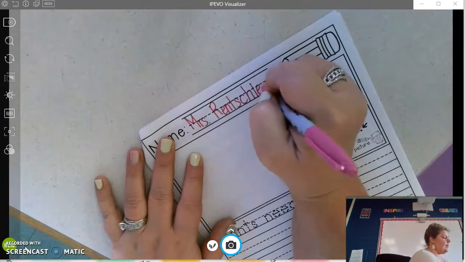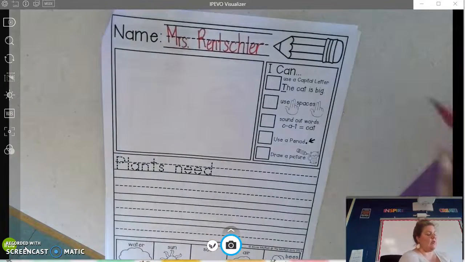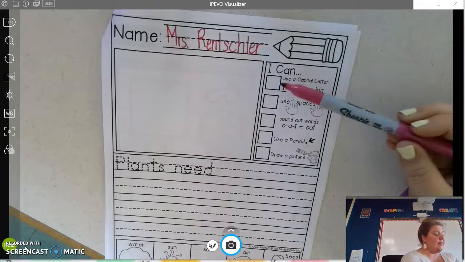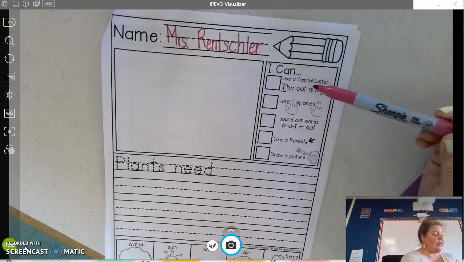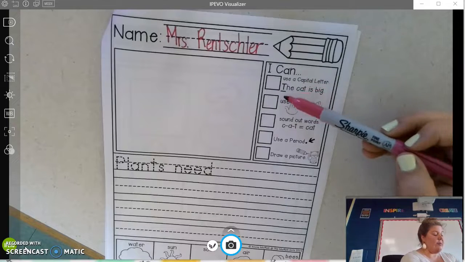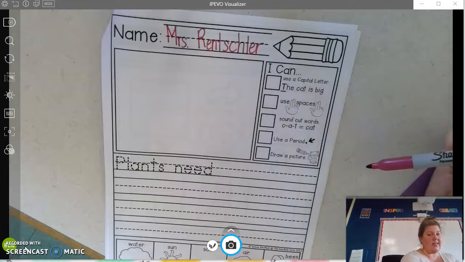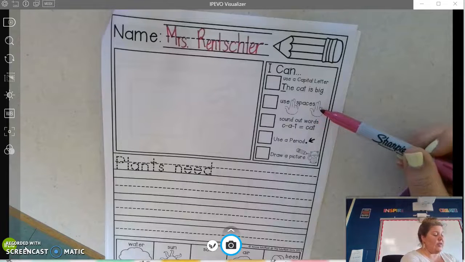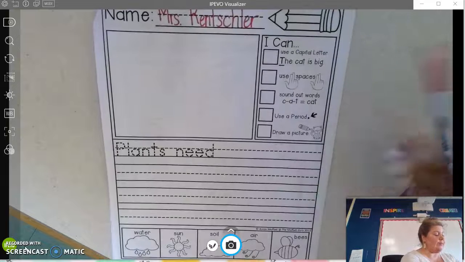All right. We do have a checklist on the side. I do really like these checklists, and I want to try to get this on all of our papers for us. It says I can use a capital letter. So remember, the first letter is always capital. I can use finger spaces. We're getting better at using finger spaces, but I still want you to make sure that you put your finger down after every word, so that way there's a space between words.